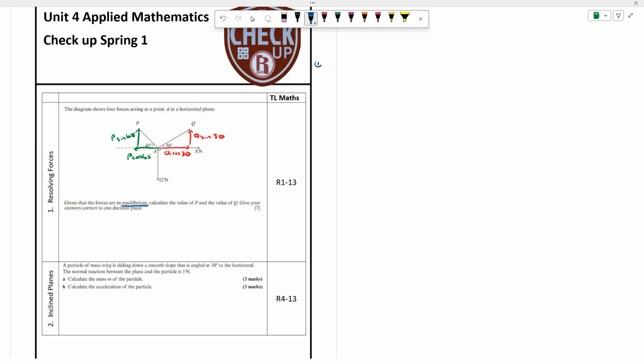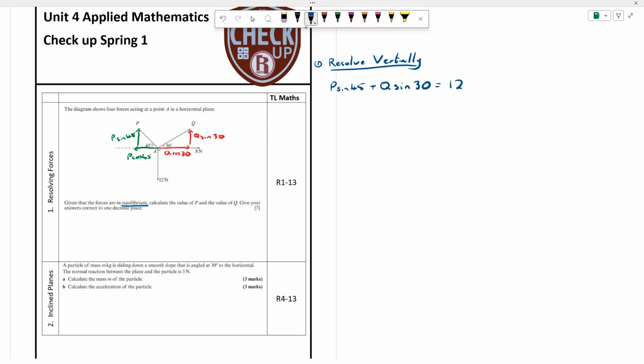The first thing I'm going to do is resolve vertically. You could do horizontally first, it doesn't matter, I just normally start with vertically. That means all the forces going up should equal all the forces going down. Going up, I've got P sine 45, and I've also got Q sine 30. Going down, I've got 12.